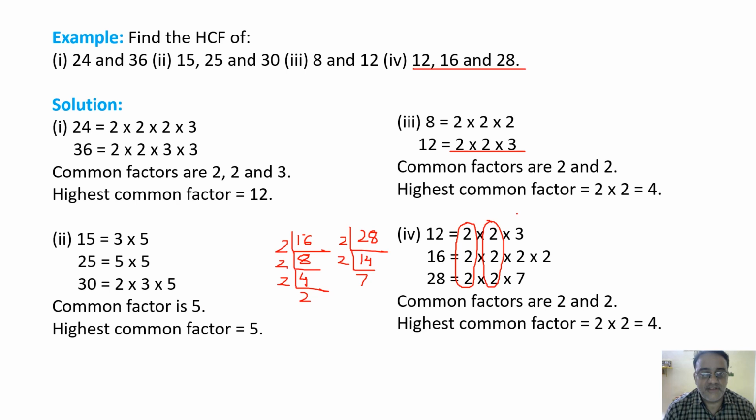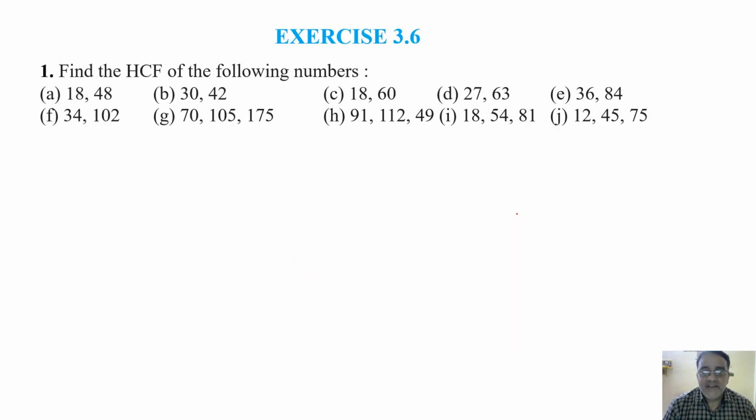Now we are going to start the exercise. So this is the first question, exercise 3.6. Find the HCF of the following. There are 10 bits in total. So we'll start with the first one, 18 and 48.